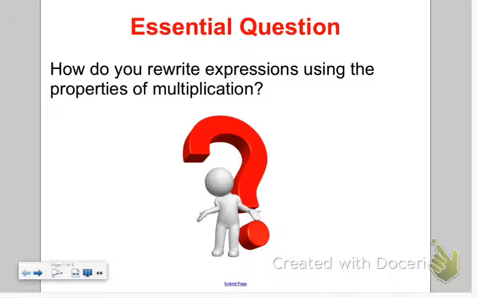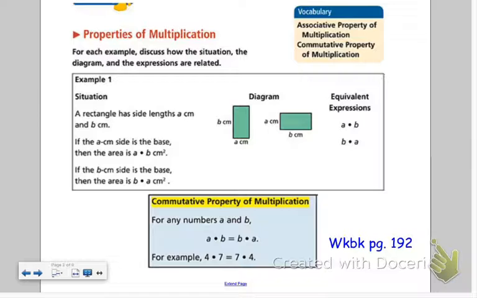In this next lesson, we're going to answer the question, how do you rewrite expressions using the properties of multiplication? In the last lesson, we looked at the properties of addition, the commutative and associative properties of addition. This time, we're going to get into the commutative and associative properties of multiplication. Take a look at workbook page 192.